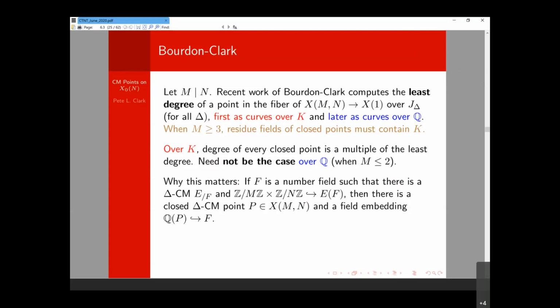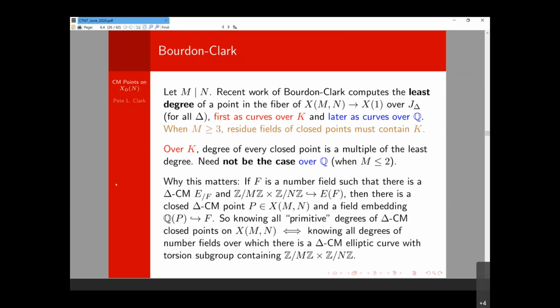So if I'm looking at it on the side of F rational points, if I'm interested in trying to find the set of degrees D for which, for my fixed delta, I have a delta CM elliptic curve and Z mod M cross Z mod N torsion inside that degree, well, that set of degrees is closed under passage to multiples, whereas the set of closed points is not closed under passage to multiples. There's only going to be finitely many, it's a finite fiber, so there's only going to be finitely many closed points.